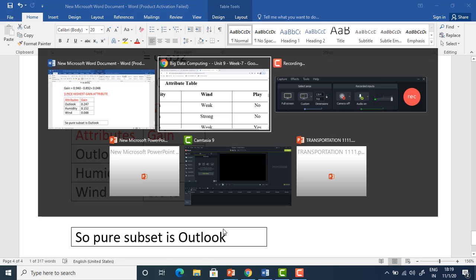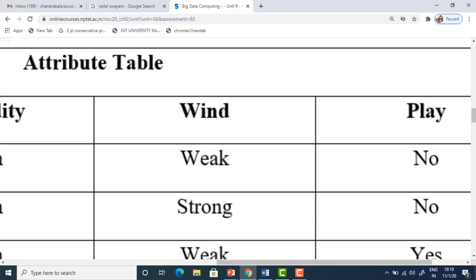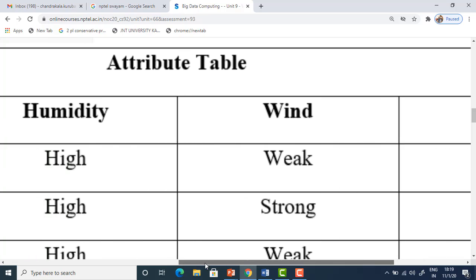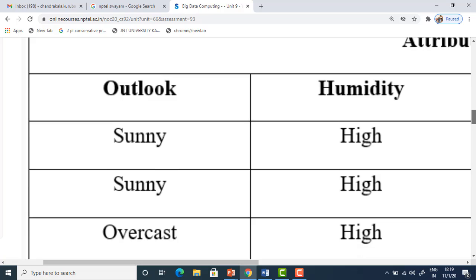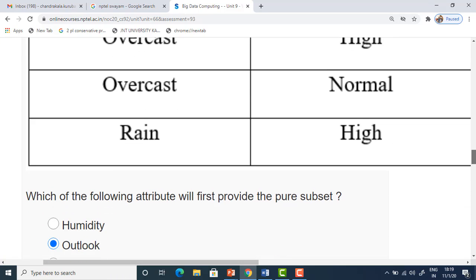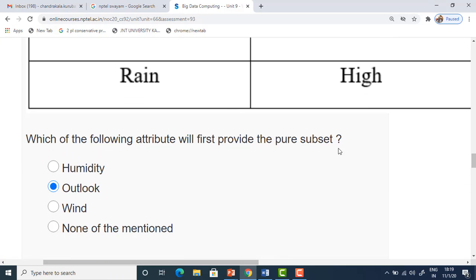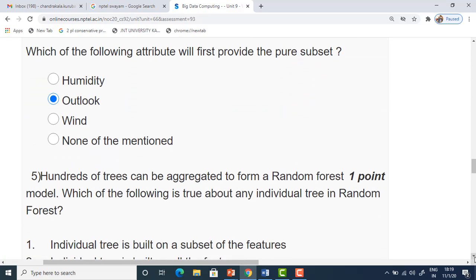If you go back to our problem, they have given this data set. Which of the following attributes will first provide the pure subset? First pure subset they are asking, first root node they are asking. So outlook is the appropriate answer for this question. Next, the fifth one.